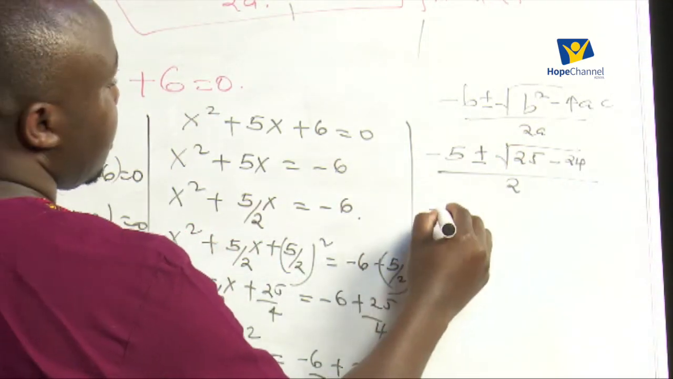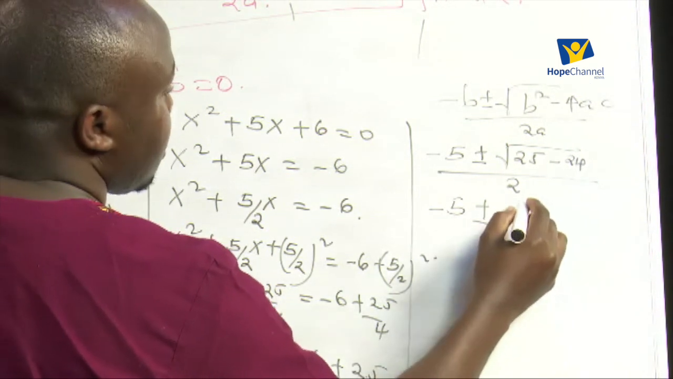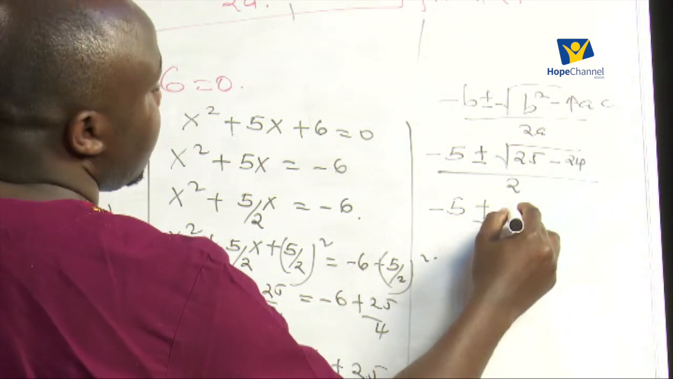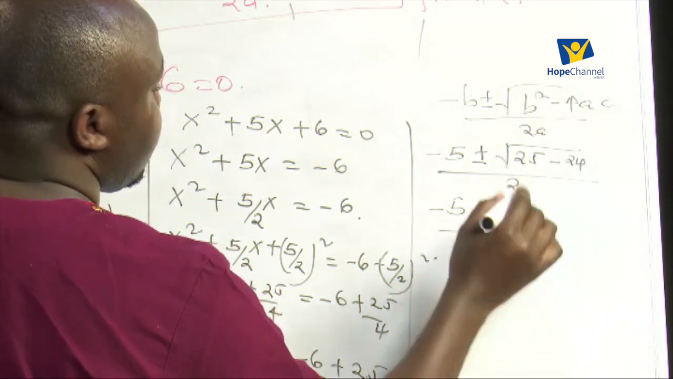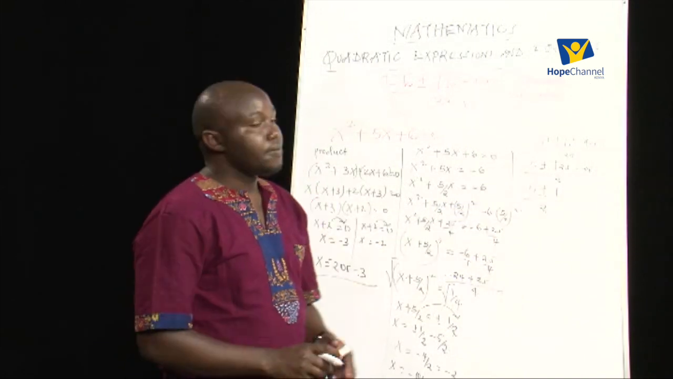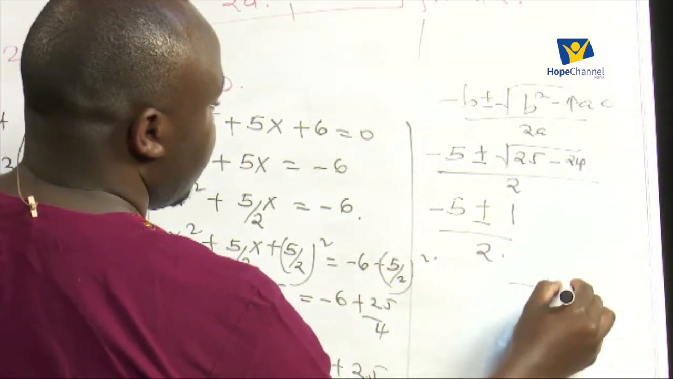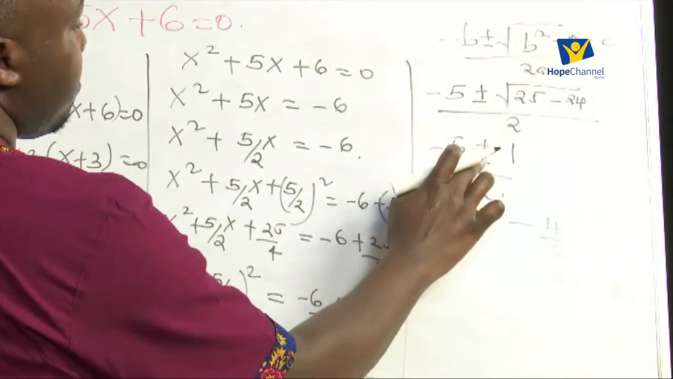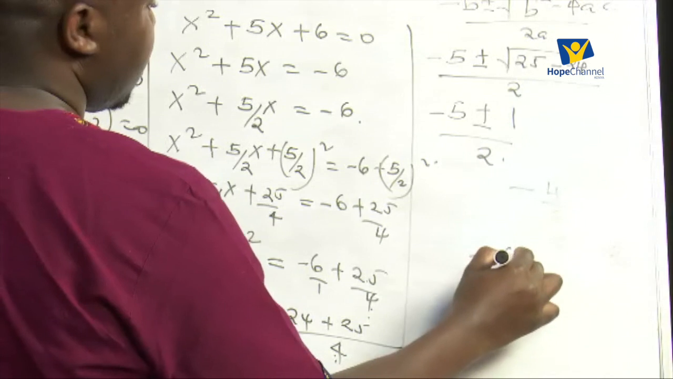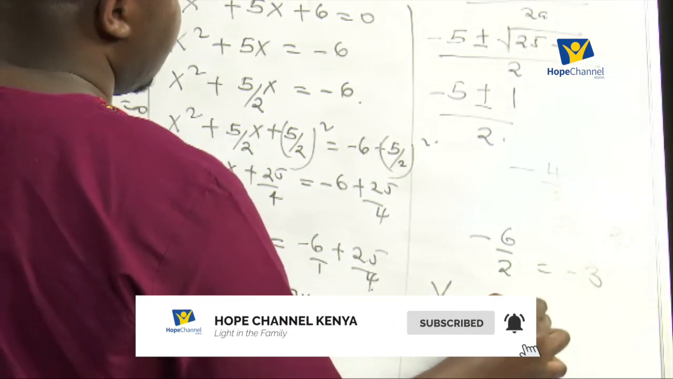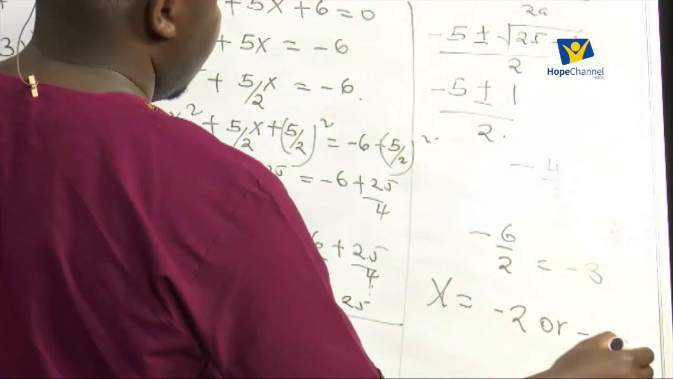So solve it. Negative 5 plus or minus, 25 minus 24 is 1. The square root of 1 is 1, over 2. Okay, so negative 5 plus 1, negative 4 over 2, giving us negative 2. Negative 5 minus 1 is negative 6 over 2, giving us negative 3. So my x is negative 2 or negative 3.